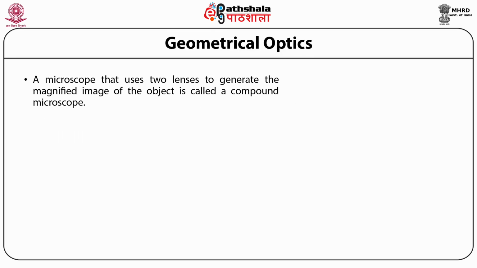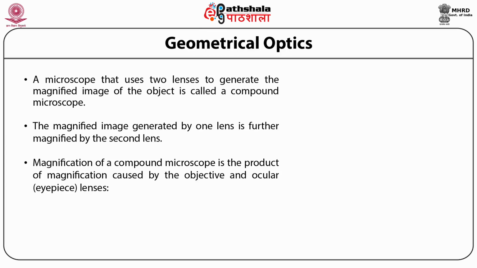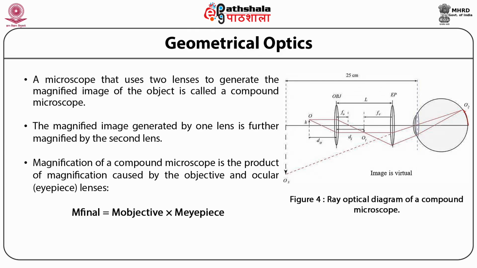A microscope that uses two lenses to generate the magnified image of the object is called a compound microscope. The magnified image generated by one lens is further magnified by the second lens, as shown in figure 4. Magnification of a compound microscope is the product of magnification caused by the objective and the ocular, that is the eyepiece lenses. Final magnification is equal to the magnification of the objective multiplied by the magnification of the eyepiece. Figure 4 shows the ray optical diagram of a compound microscope.